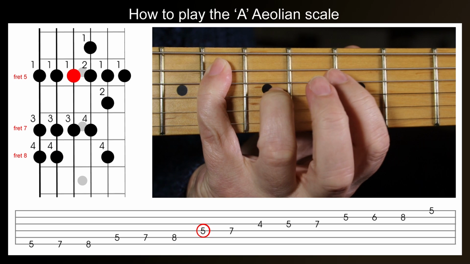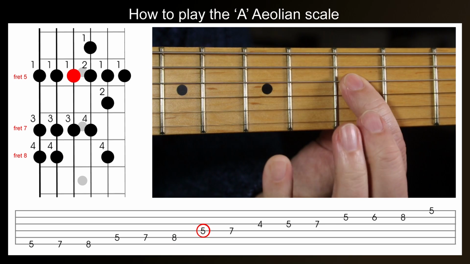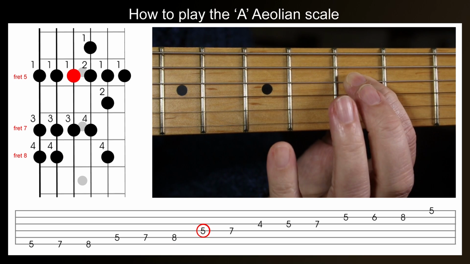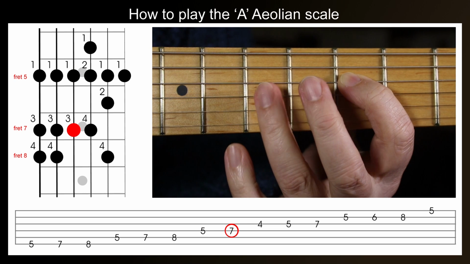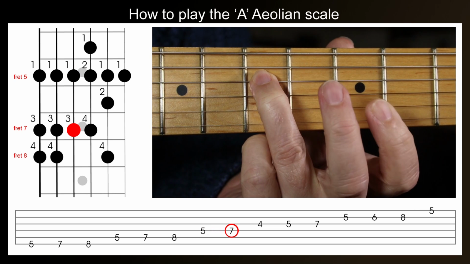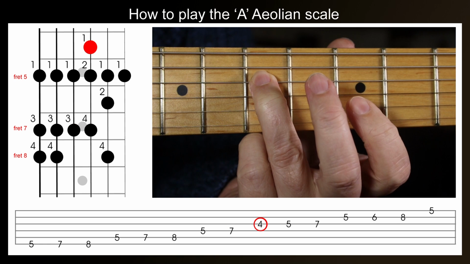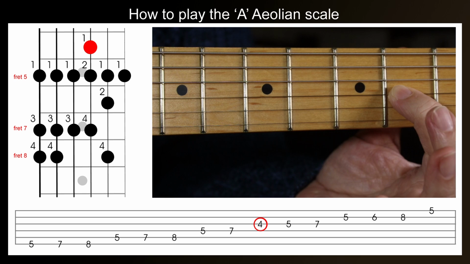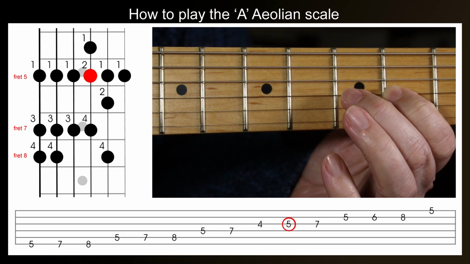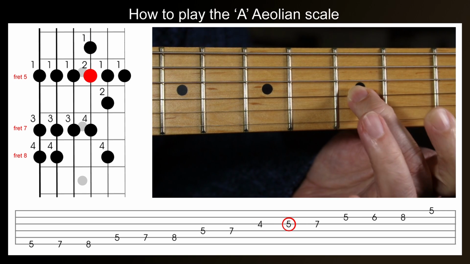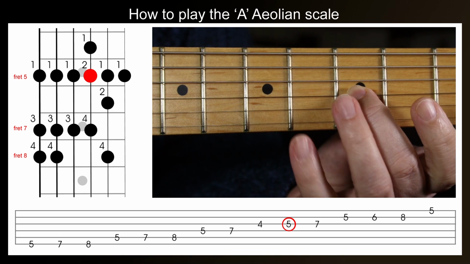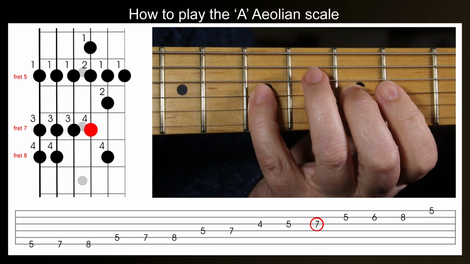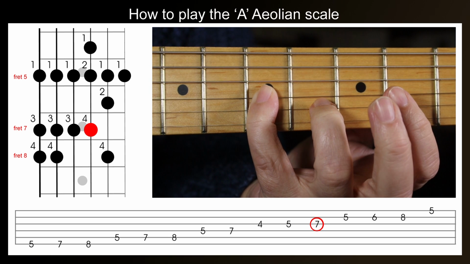Play the 5th fret of the D string with the 1st finger. Play the 7th fret of the D string with the 3rd finger. Play the 4th fret of the G string with the 1st finger. Play the 5th fret of the G string with the 2nd finger. Play the 7th fret of the G string with the 4th finger.